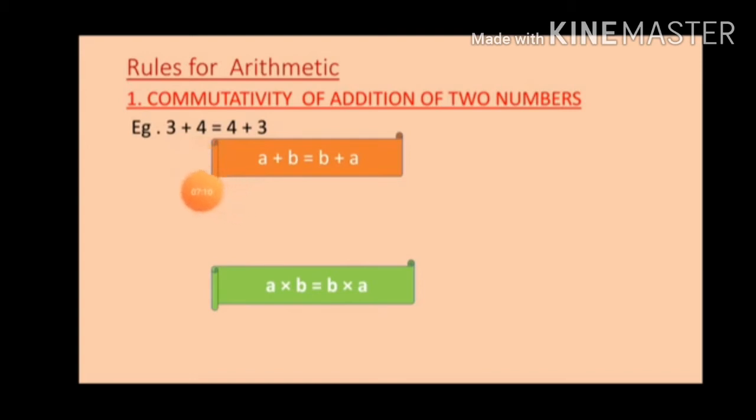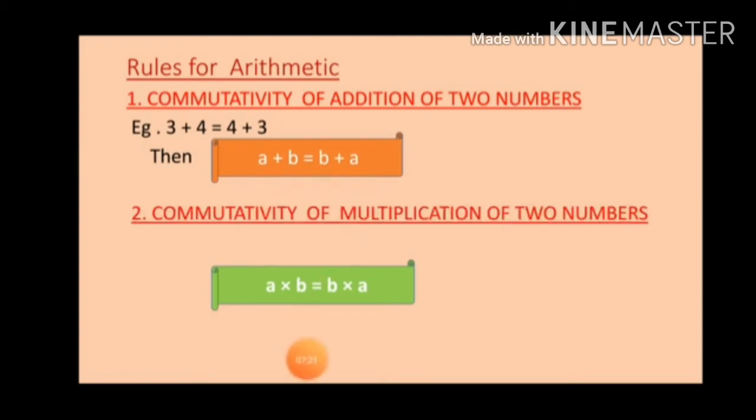Now this property we can even represent using two variables. Let's say those two variables are a and b. So this commutativity property can be written as a plus b equals b plus a.